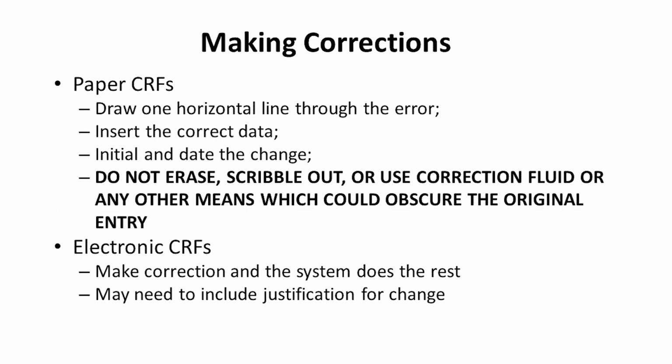Making corrections on CRFs. On paper CRFs, you want to draw one horizontal line through the error, insert the correct data, and initial and date the change. Do not erase, scribble out, or use any kind of correction fluid or any other means which could obscure the original entry. On electronic CRFs, you make the correction and the system does the rest. You may need to include a justification for why you made the change.